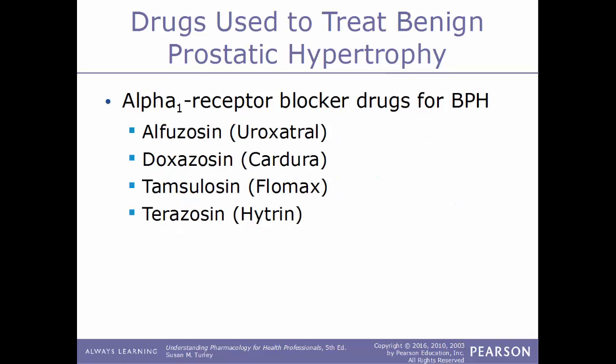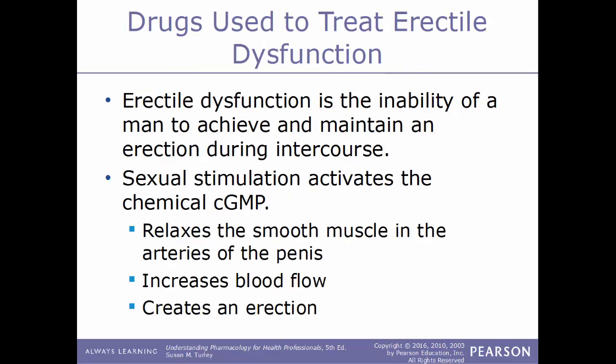and this kind of drug does not cause incontinence. Some examples of alpha-1 receptor blocker drugs for BPH include alfuzosin, known by its trade name Uroxatral, doxazosin, known by its trade name Cardura, tamsulosin, known by the trade name Flomax, and terazosin, known by its trade name Hytrin. I now talk about drugs that are used to treat erectile dysfunction.